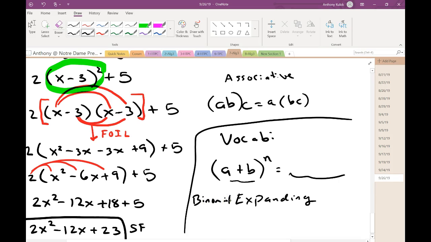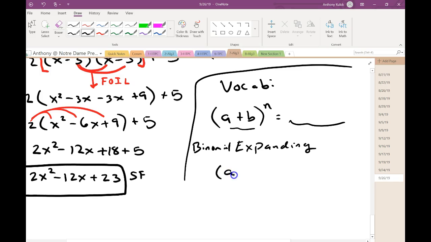When we do it with a binomial in there, the bi prefix means, what does bi mean as a prefix? Two, right? So there's two things that are added together, right? That's why we call it a binomial there. Everybody's okay with that idea?